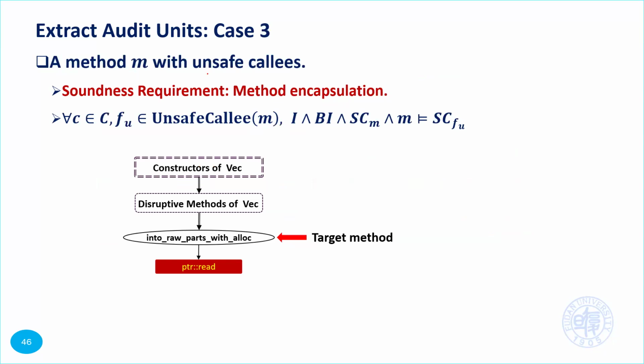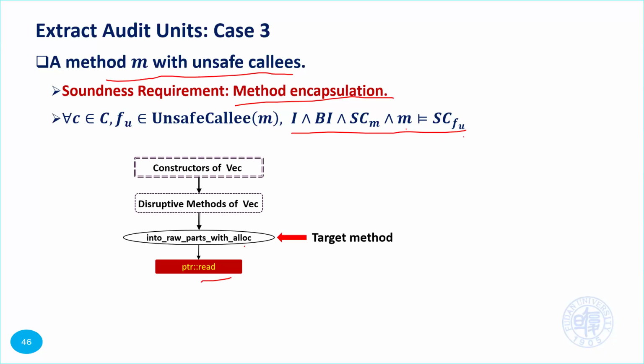Case 3 is the most complicated one, related to the struct. We should examine whether each method with an unsafe callee is sound. The soundness requirement is related to method encapsulation, which we have introduced: the invariant of the constructor, the breaking invariant, the safety constraint of the method, and the method itself. Given such conditions, the safety constraint of the unsafe callee of the method must be satisfied.